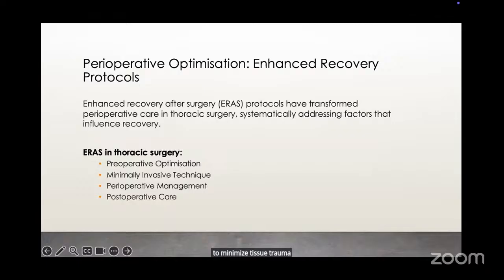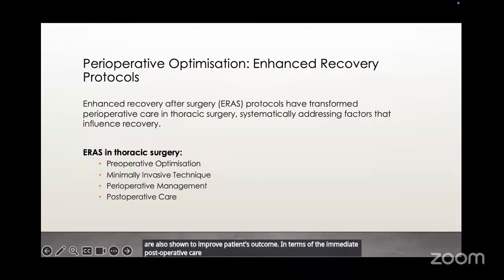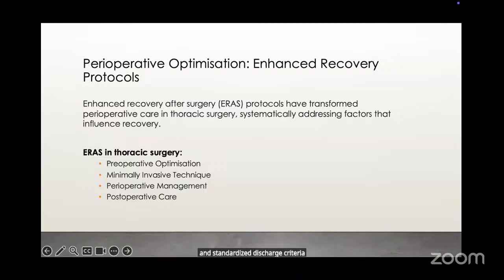In terms of the perioperative management, goal-directed fluid therapy, restrictive transfusion protocols, multimodal analgesia minimizing opioid use, and early mobilization protocols are also shown to improve patients' outcome. In terms of the immediate postoperative care, early feeding, chest physiotherapy, aggressive pulmonary toilet, and standardized discharge criteria promoting timely hospital discharge, reducing length of stay in hospital, has shown to improve patient outcome.